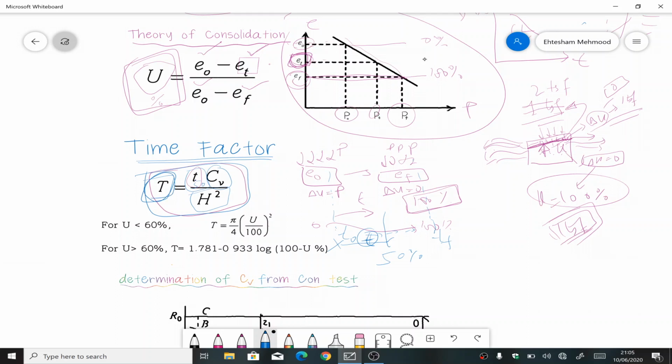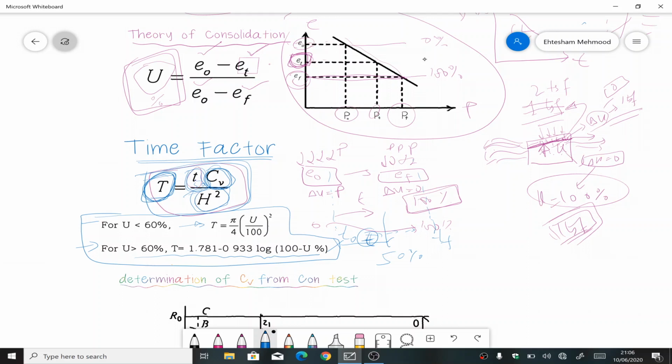This is the time factor. How can we find out the time factor? This is the equation. For up to 60% consolidation we use this equation, and if more than 60% consolidation is happening, then we use this equation. It is a good idea to remember these equations; they will help you a lot in future. So we can find out capital T from the two equations mentioned here. This T50 is what we are interested to find out, and CV is the property of the soil specimen. I'll tell you how to find it.